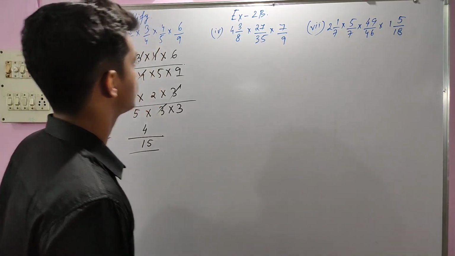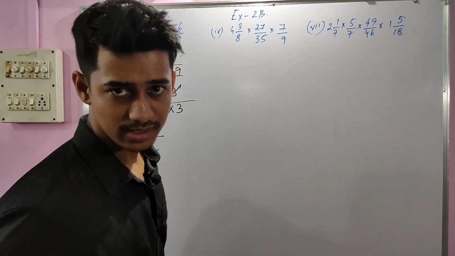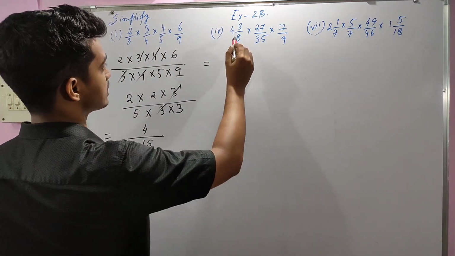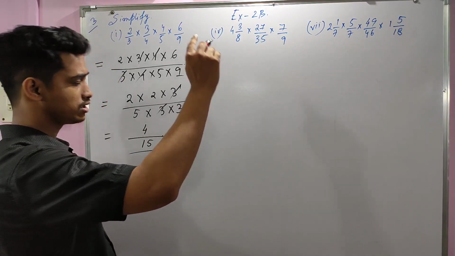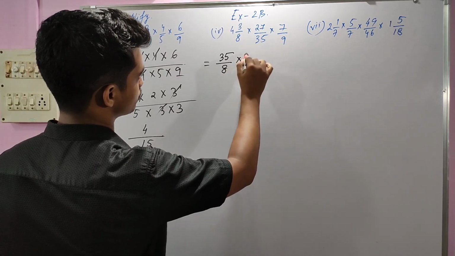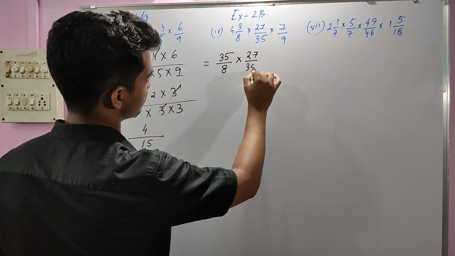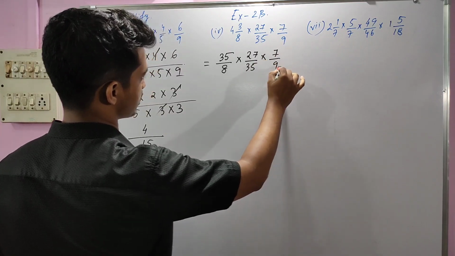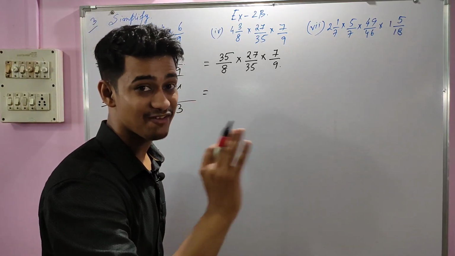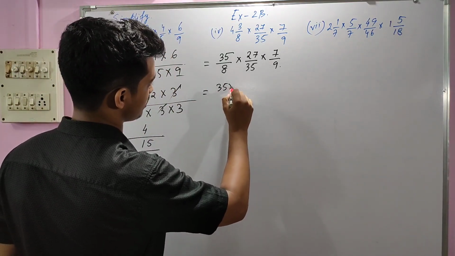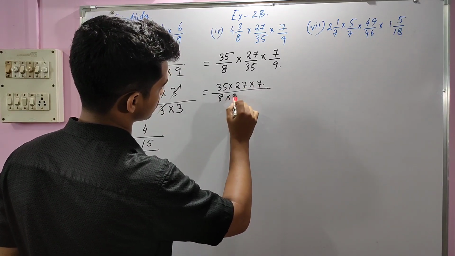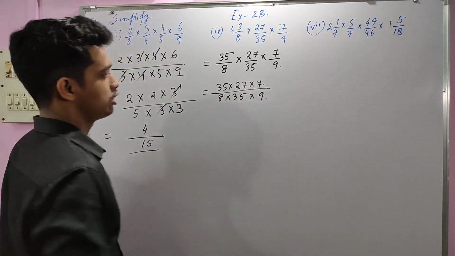Let's just jump into question number 4. So here again a mixed fraction is there. First of all, let's just convert it into an improper fraction. Now let's see, 8 into 4 is 32, 32 plus 3 is 35 by 8 into 27 by 35 into 7 by 9. So the process will remain same for each and every question. So 35 into 27 into 7 by 8 into 35 into 9.